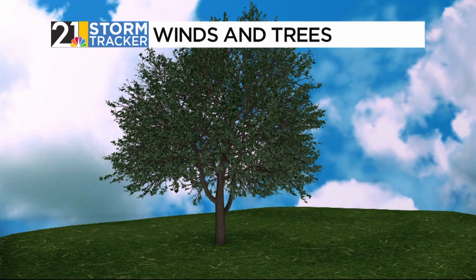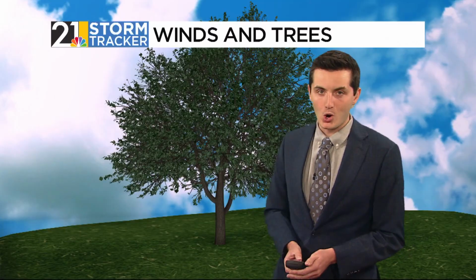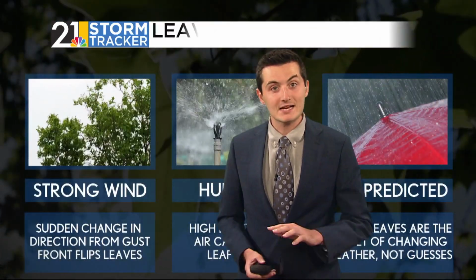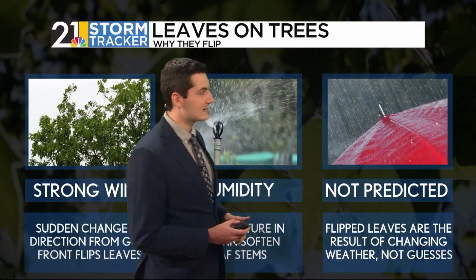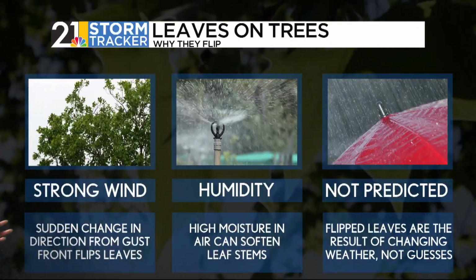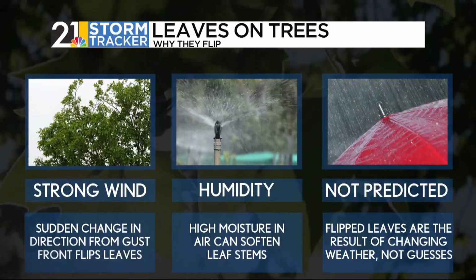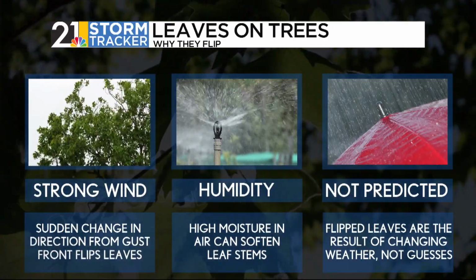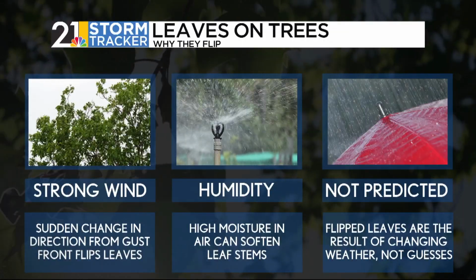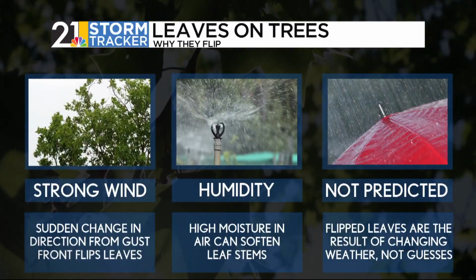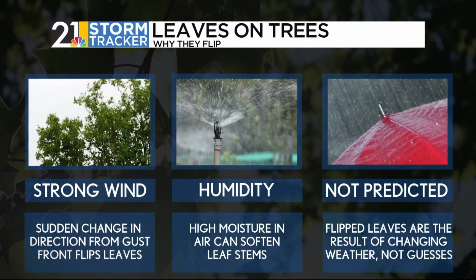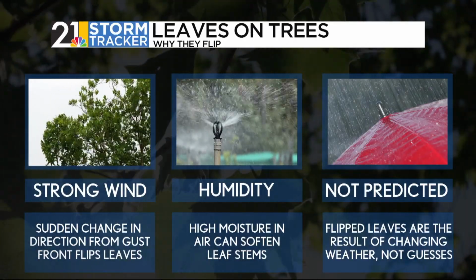And once that storm passes, then things get much calmer. So that complete flip in air, that's the number one reason why those leaves flip. But that's not the only reason that we see that kind of thing happening. And you could see in our triple box right here, the number one reason is strong winds. It's that sudden change in direction, but it's not just winds, it's humidity as well, and the moisture in the air can get into those stems and soften them, which could lead it to be a little bit more flexible for that wind to push through.